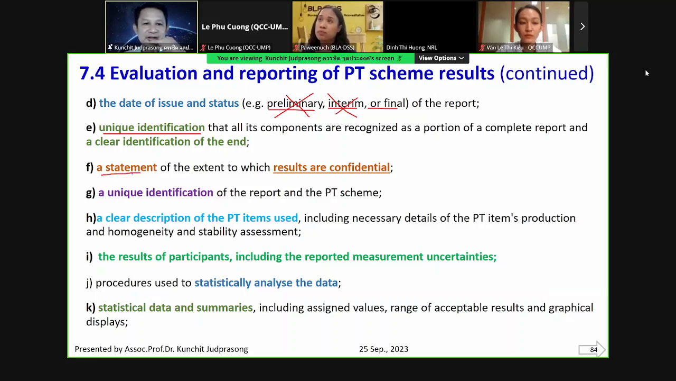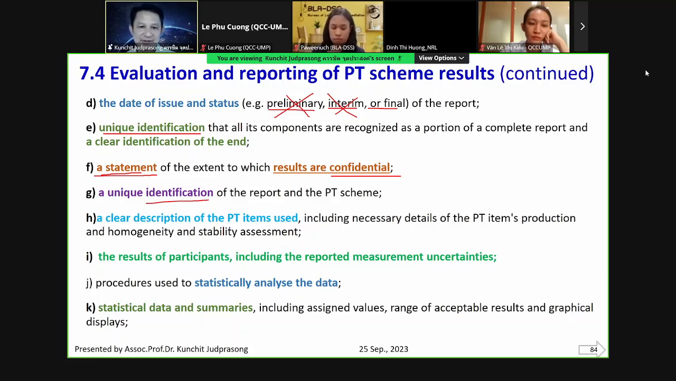A statement that the extended results are confidential. Yeah, you have to put somewhere about your confidentiality, so that each lab may not know who is number 3, who is number 6. So this is like the confidentiality. Unique identification, so you have to run it. This is like when we refer to the report number, that we have only one report.